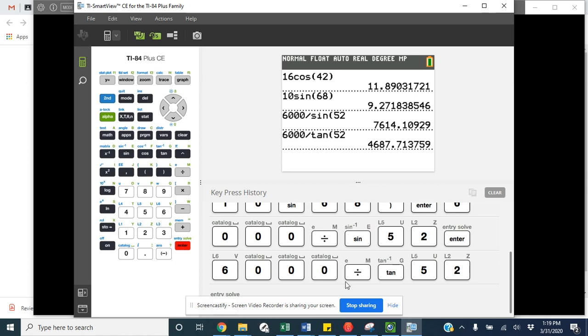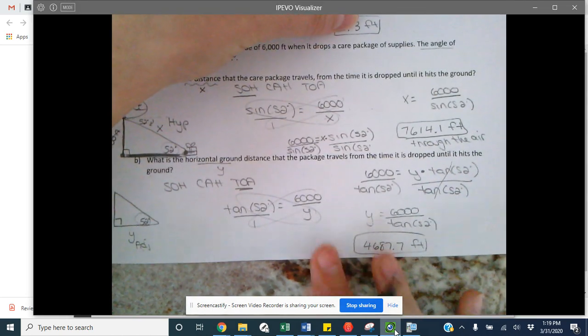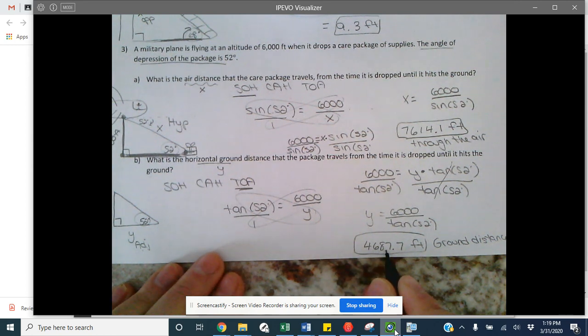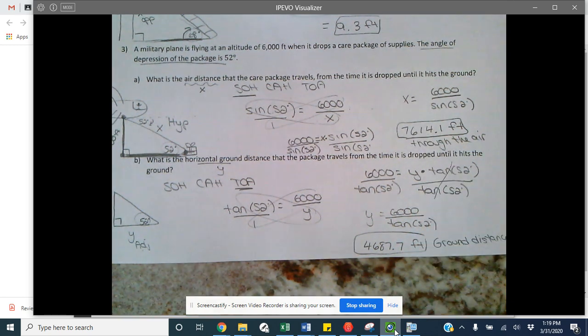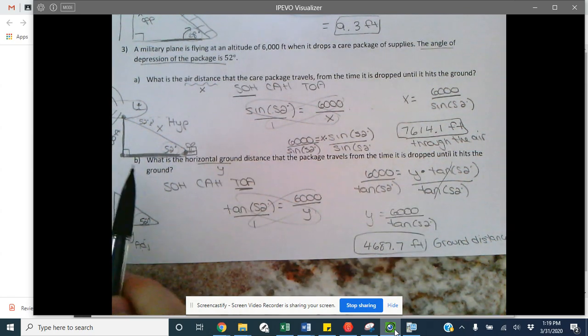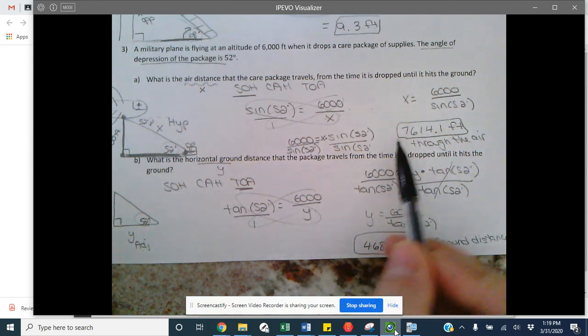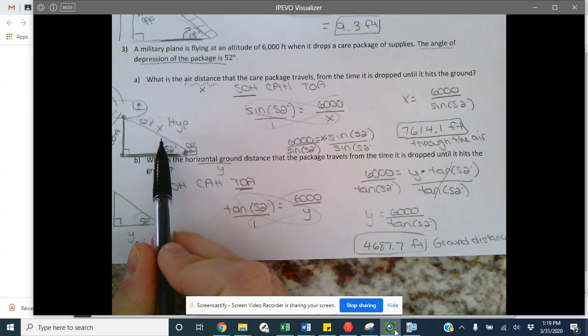So let's compare those two answers just for fun real quick. So the ground distance is 4,687 feet, whereas the air distance is 7,614 feet. Well, does that make sense? Think about it. Let's go back to our pictures. We're looking at a right triangle. Remember, the largest side, which in this case is the air distance, should be opposite the largest angle.